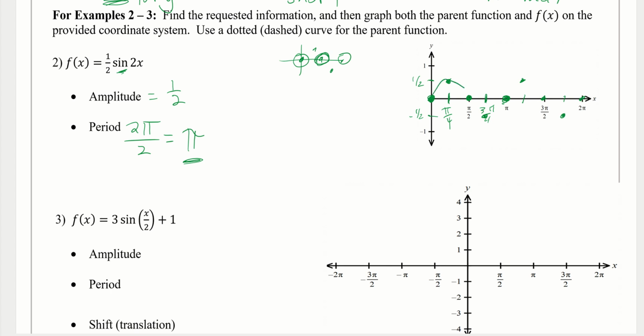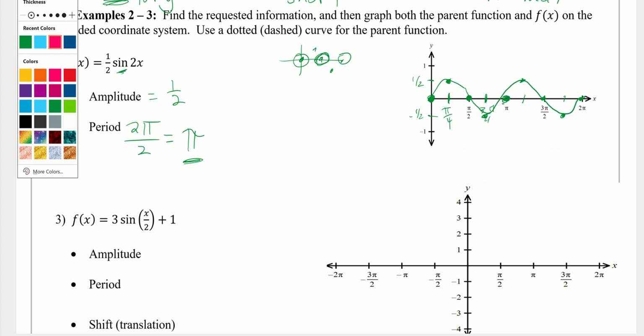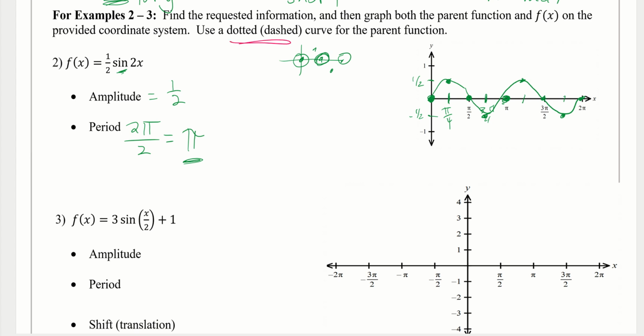So that is my sine wave. That would be 2 periods of my sine wave. I forgot to do this here, and I won't do it on all of them, but this is the dotted line for the parent function. Again, the parent starts here, ends at 2 pi. Halfway through, it's going to be at 0 again. The first quarter is going to be up, and the third quarter here is going to be down.